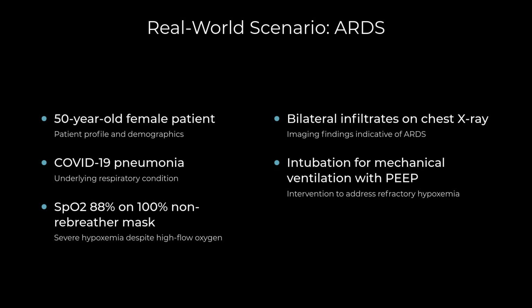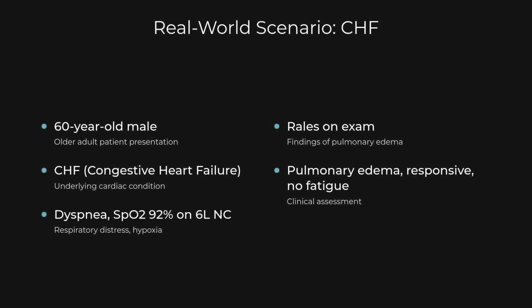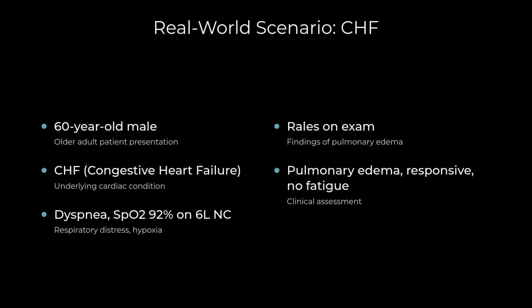Intubation is necessary for mechanical ventilation with PEEP to open collapsed alveoli and improve oxygen transfer. You'd use a lung protective strategy, tidal volume 6 to 8 milliliters per kilogram, to minimize ventilator injury. High-flow nasal cannula or BiPAP might help milder cases, but her severe hypoxia demands intubation. Time is critical. Prolonged hypoxia risks multi-organ failure. Real-world scenario, congestive heart failure.